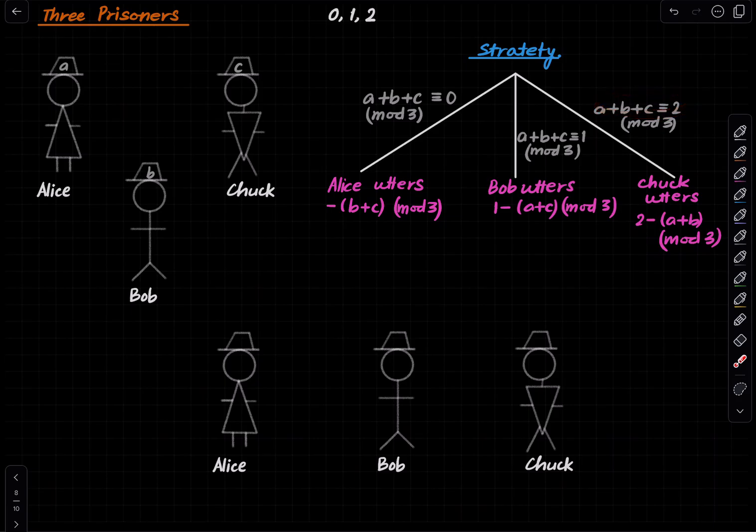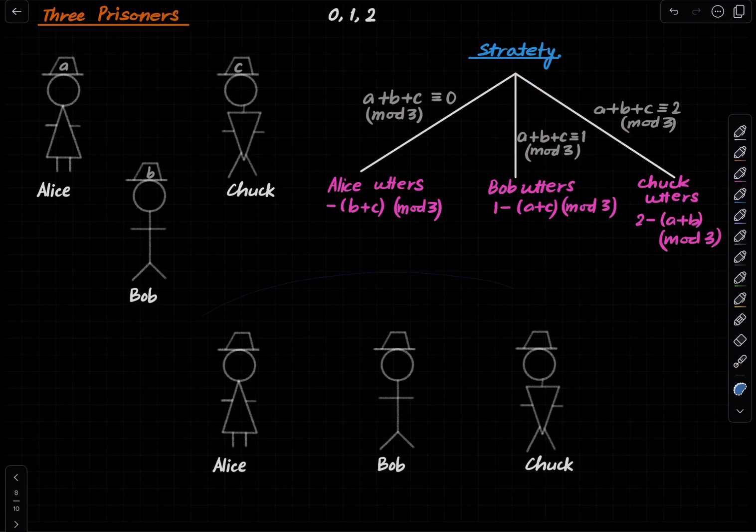But one of these three should hold. A plus B plus C is some integer. It has to be either 0 or 1 or 2 modulo 3. If this happens, Alice is answering correctly. If that happens, Bob is answering correctly. If that happens, Chuck is answering correctly. So at least one is going to be answering correctly.